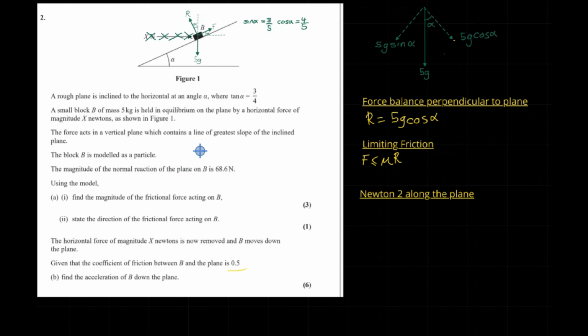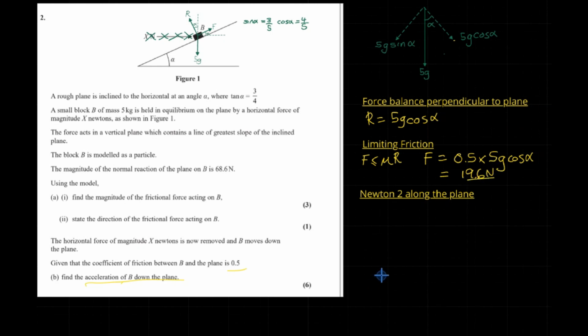We need to find the frictional force now, so we can appeal to limiting friction, and we know that it's rolling down the hill because it tells us find the acceleration down the plane. So we know that the force is actually equal to mu, which is 0.5, times the reaction, which is 5g cos alpha. And if you work that out, you'll find it's 19.6 newtons.